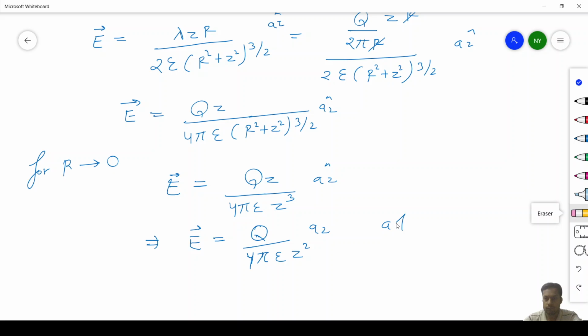So it acts like a point charge. In the next class, we will discuss the situation of the continuous surface charge distribution. Then we will evaluate the electric field due to surface charge distribution, and then we will see a numerical problem based on that.